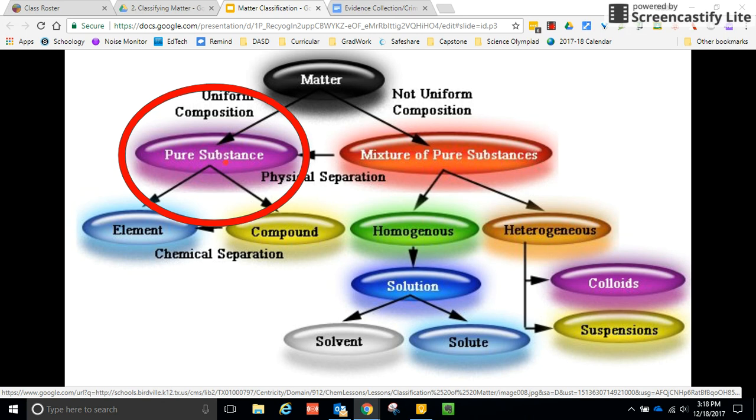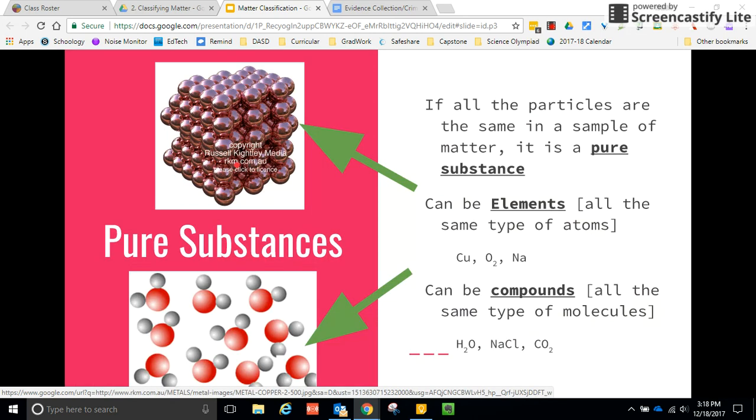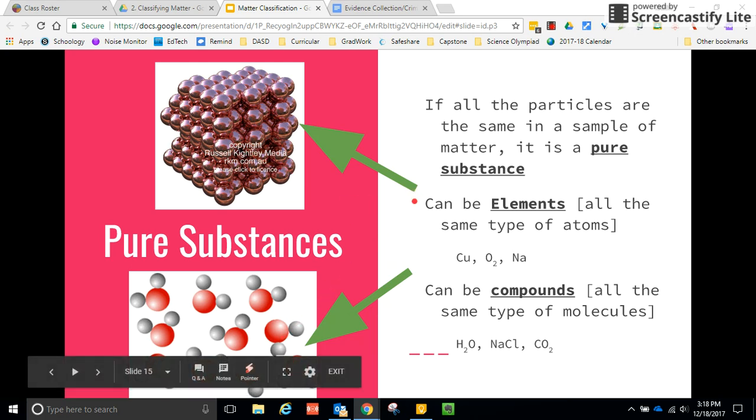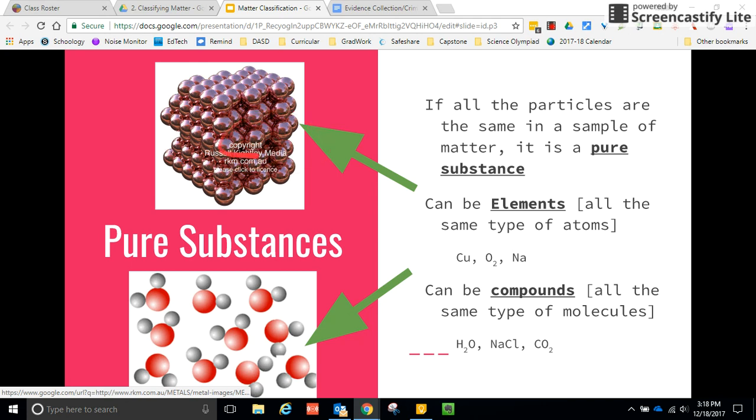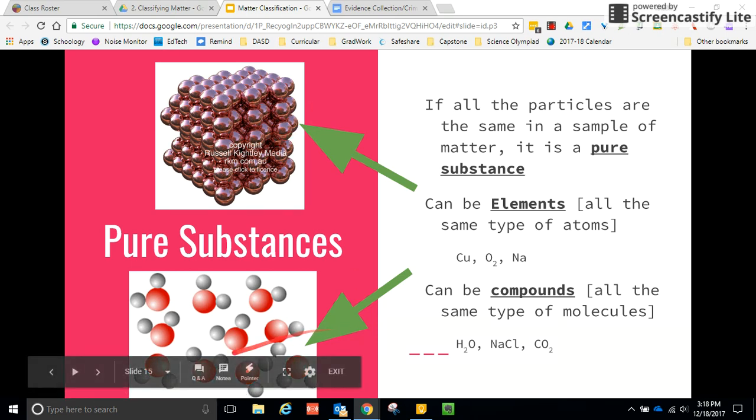Pure substances, if it's just made of that, that's a pure substance, and those are what are called elements. And then compounds are where we have all the same type of molecules when we take atoms and stick them together. So water is a molecule because it's made of multiple types of atoms. So pure substances can be elements and compounds, but the key here is that the particles are all the same.